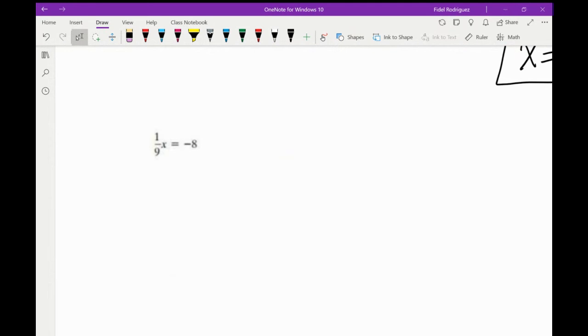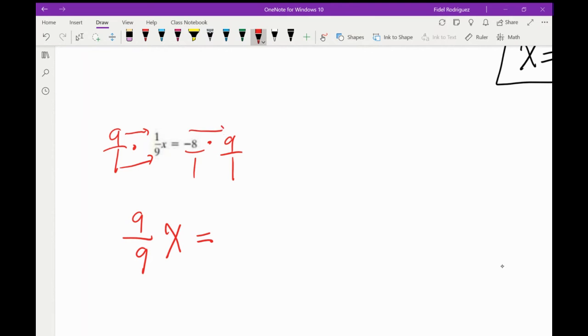So I have 1 over 9x equals -8. So the first thing I'm going to do is I'm going to say, what's the flip of 1 over 9? Well, the flip of 1 over 9 is 9 over 1, okay? And I'm going to think of that -8 as -8 over 1. So again, when I multiply, guys, 9 times 1 is 9. 1 times 9 is also 9. Here's my x. -8 times 9 is a -72. 1 times 1 is 1. And again, these 9s are going to cancel.